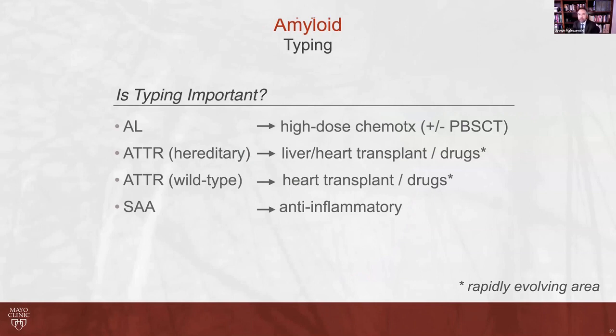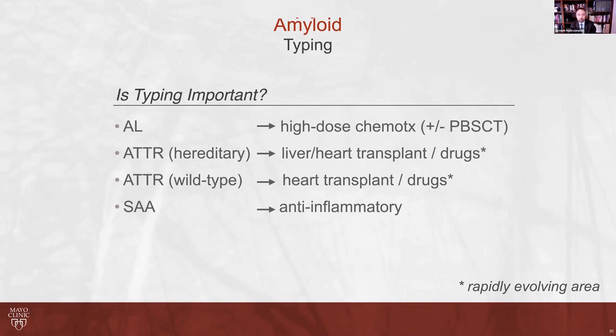Nevertheless, it's incredibly important to do typing on this material because treatment is entirely dependent on the protein that's depositing in these instances. For instance, if one identifies light chain type amyloid in the heart, that's going to necessitate initiation of some type of chemotherapeutic intervention because light chain amyloid is the result of an underlying plasma cell neoplasm or plasma cell dyscrasia. Transthyretin amyloid, on the other hand, is actually now the subject of directed small molecule pharmacotherapy.